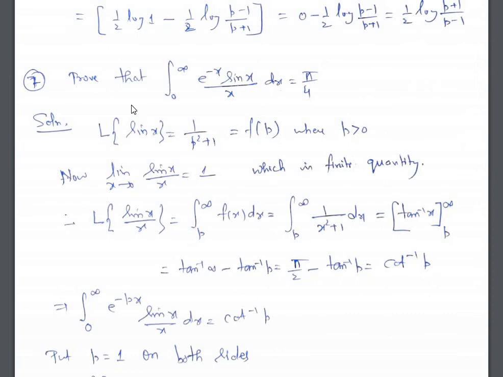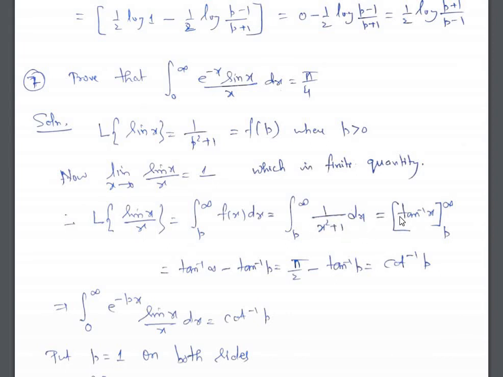Now, in the next example, we have to prove that the integral from 0 to infinity of e to the power minus x sin x upon x dx is equal to pi by 4. So, start with sin x. Let us write down the Laplace transform of sin x. L of sin x is 1 upon p square plus 1, which is equal to f of p. Now, the limit as x tends to 0 of sin x upon x is equal to 1, which is a finite quantity. So, L of sin x upon x is given by the integration from p to infinity of f x dx, which is the integral from p to infinity of 1 upon x square plus 1 dx.